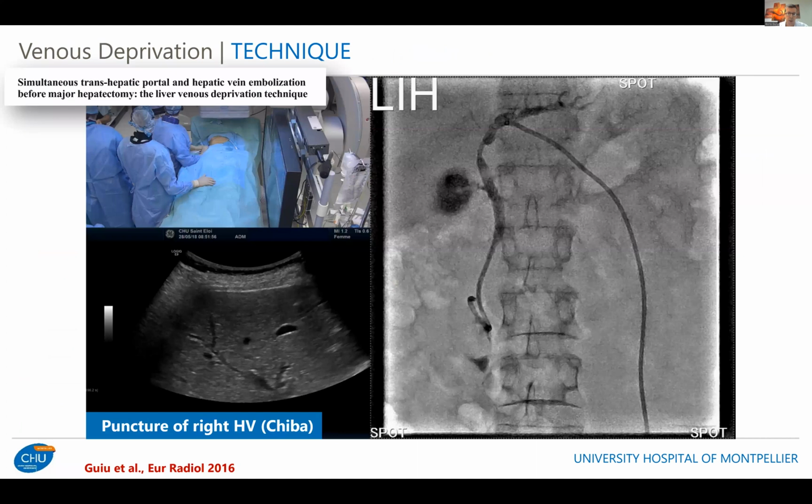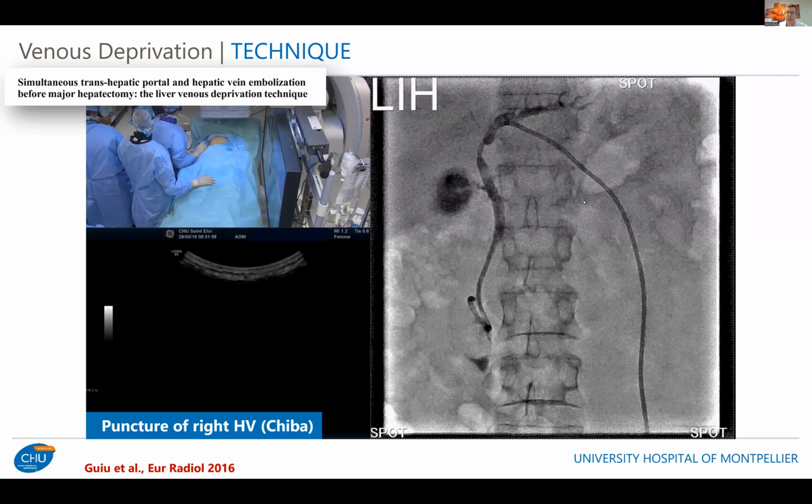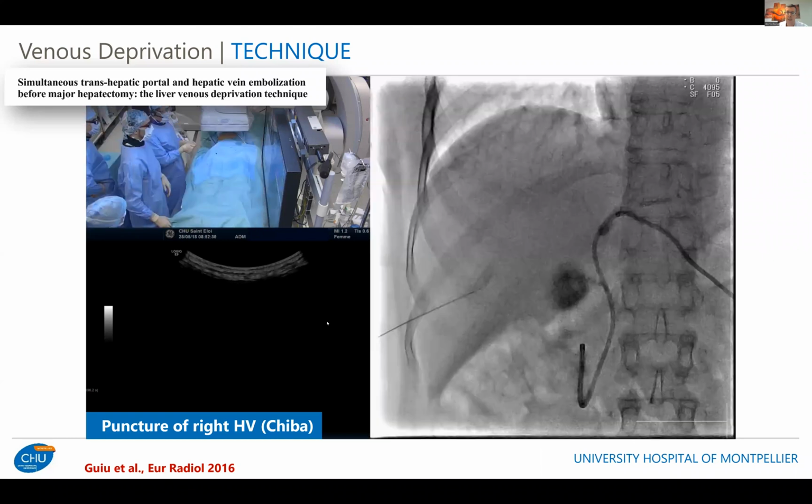Just some words about the technique. We initially described this full transhepatic approach where we first puncture under US guidance the right hepatic vein here. Then we insert a micro guide wire that we leave in place before performing the portal vein embolization part with glue, because as you know now, glue is the standard of care. That's been shown in a randomized controlled trial last year.